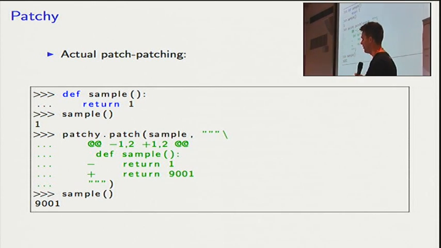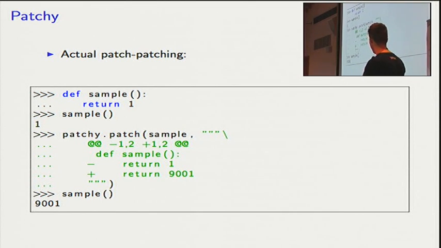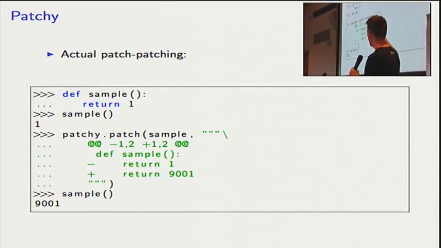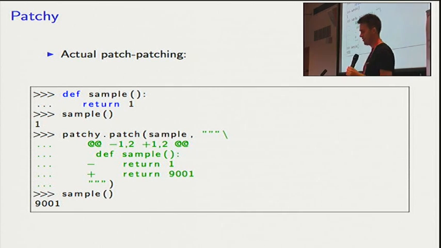Run it, returns 1. We call Patchy and tell it with this simple patch file, please, at lines 1 to 2, replace the following line. It deletes the line that says return 1. It adds in the line that says return 9001. And then it returns the number over 9000.